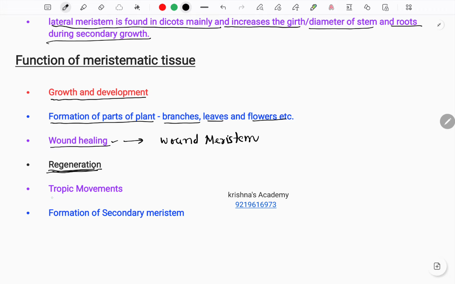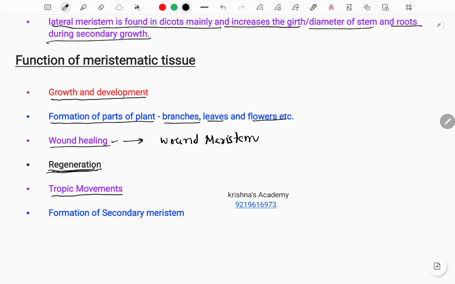Tropic movements. Different types of tropic movements are shown by plants. It is due to growth, and the growth is due to the meristematic tissue. For example, phototropic movement, geotropic movement, chemotropic movement, all these are examples.